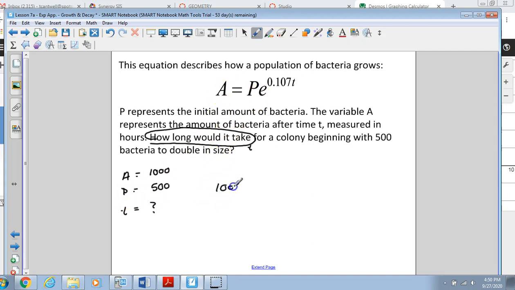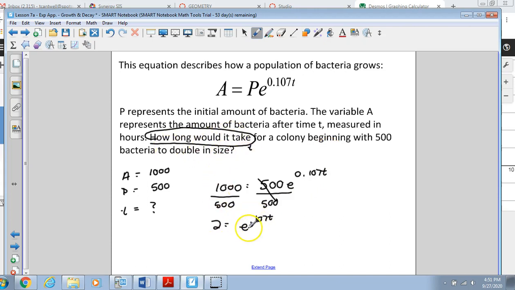So we need to plug these numbers into our equation. So A equals P e to the 0.107t. And we're solving for t, which is in the exponent. So first we need to try to get rid of these other things. Well, we've got 500,000. Let's go ahead and divide by 500. That gives us 2 equals e to the 0.107t, which makes sense because how long will it take for it to double?